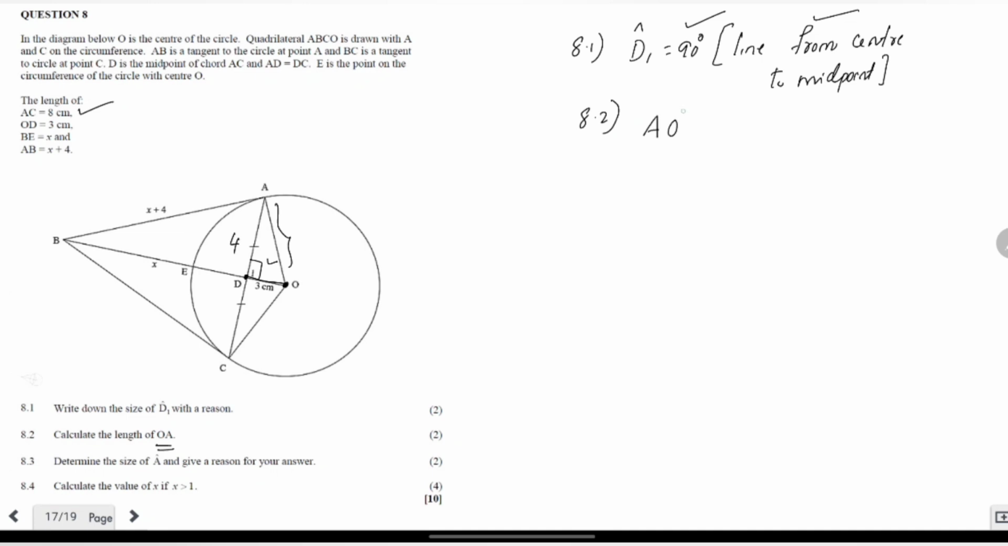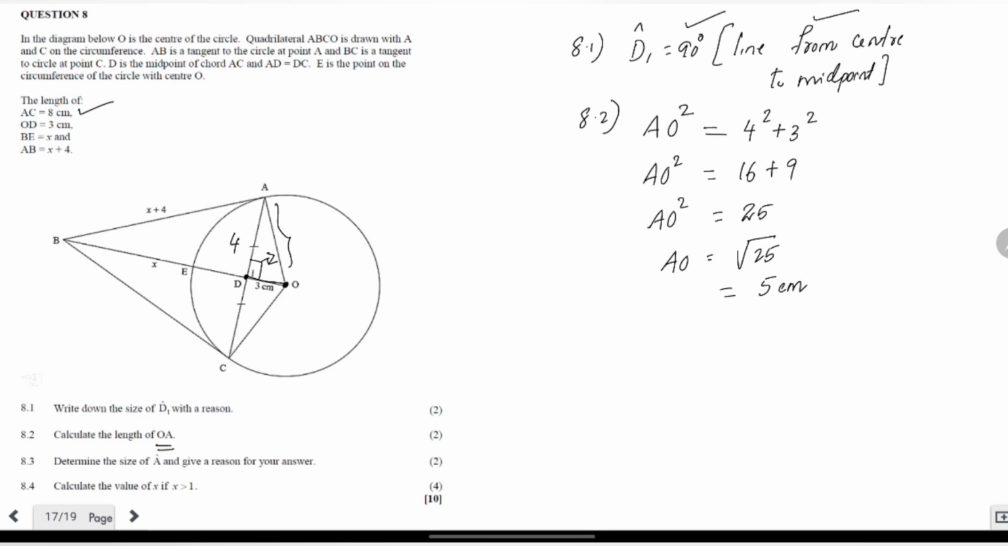So we can calculate AO, we can use Pythagoras. AO squared, that is the hypotenuse. The hypotenuse is the side opposite to the 90 degree, isn't it? AO squared is equal to 4 squared plus 3 squared. That is AO squared is equal to 16 plus 9, that is AO squared is equal to 25. AO is equal to the square root of 25. It is positive, so 5 is the answer. 5 units is the answer. Since it is given in centimeters, we can write centimeters.